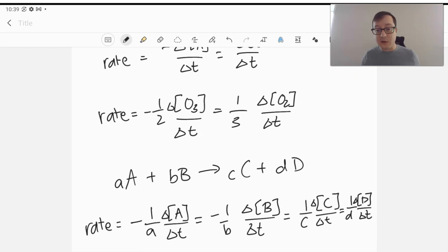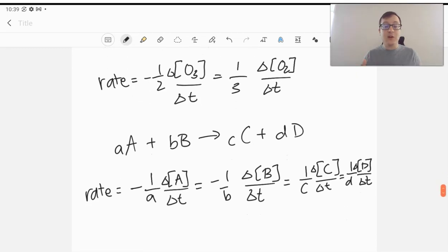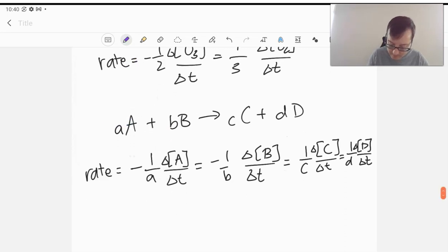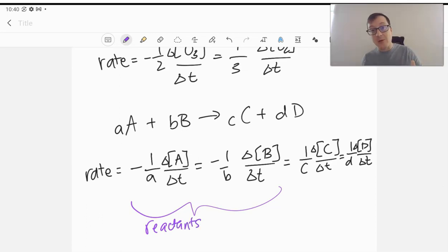So all of these are related to each other through stoichiometry. For whatever your coefficients may be, however many reactants or products you have, you can relate the rates of each to each other by looking at their stoichiometric ratios to each other. Remember that all reactants should be negative because those concentrations are going down. So in order to standardize the rate to make it positive, we're going to have a negative in our formula here. And then our products, of course, will be positive.